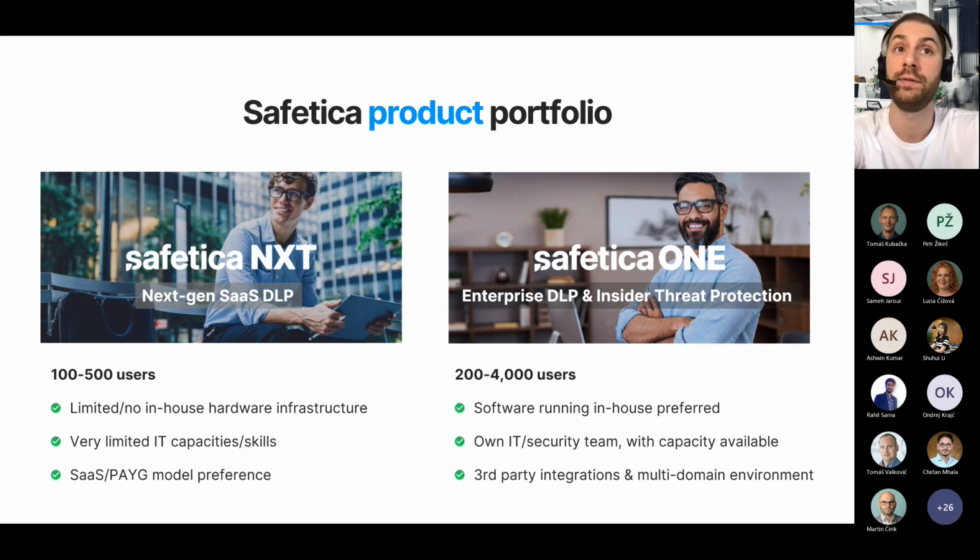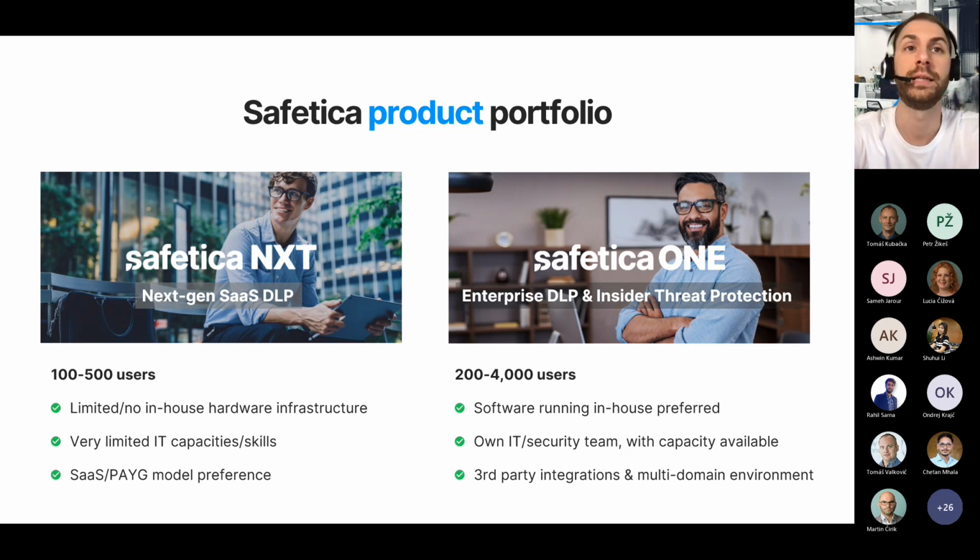On the other hand, we have Safetica One, the enterprise DLP and insider threat protection that targets the higher segment, from SMEs to small and mid-sized enterprises, from 200 up to 4,000 users. That's again the sweet spot. But let me emphasize that we are successfully running even in environments with over 8,000 users. So we are capable of covering even bigger environments and enterprises.